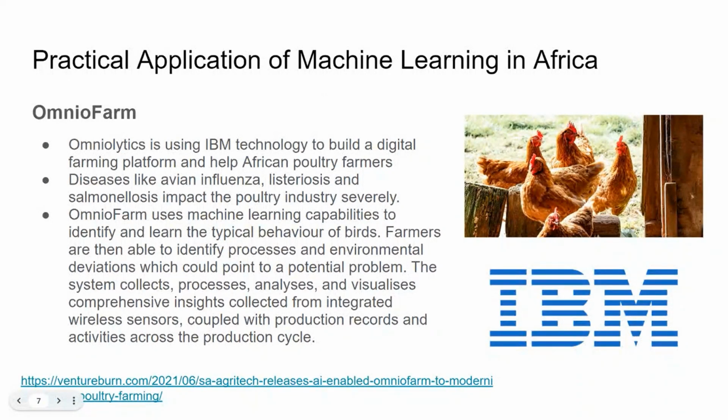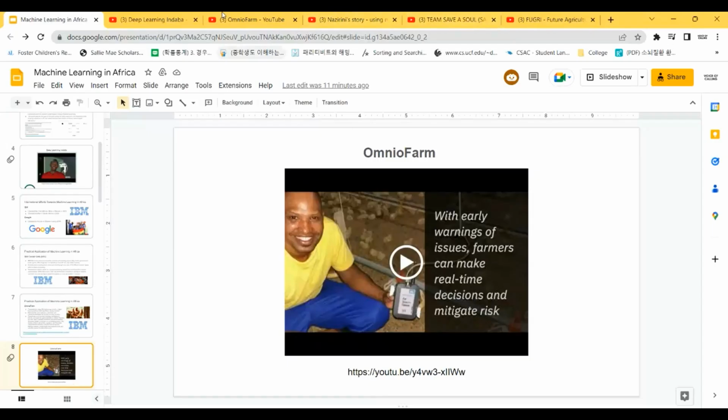OmnioFarm is another IBM-supported venture that has helped prevent the spread of disease within African poultry immensely. They used local insight and data collection to identify and prevent possible environmental problems that could lead to the chickens becoming diseased. Through their machine learning algorithm, which collects, processes, analyzes, and visualizes data collected from sensors, farmers are able to keep their poultry healthy for longer periods of time. I'm going to try to show you a video on that.